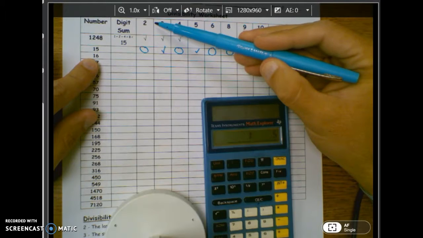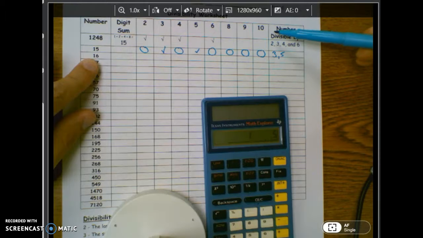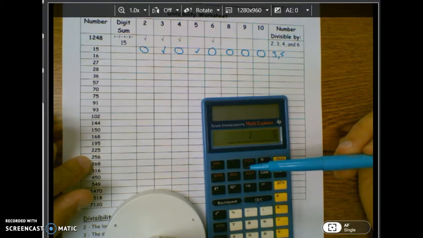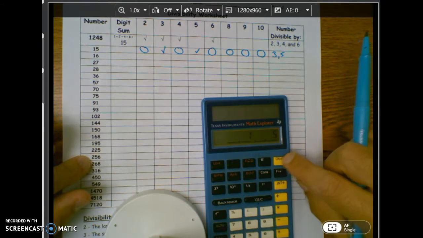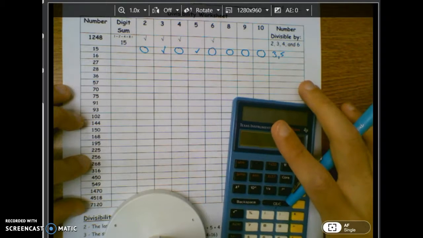I check for divisibility for 2, 3, 4, 5, 6, 8, 9, and 10 until I've completed every single one. If you're still working on this at the end of the station, you've probably done it correct. If you get it done quickly, then you may want to go back and double check.